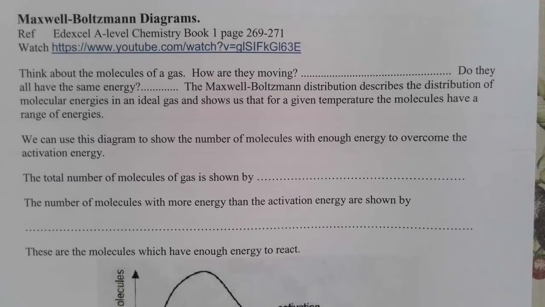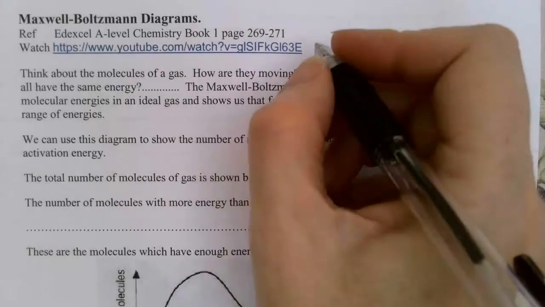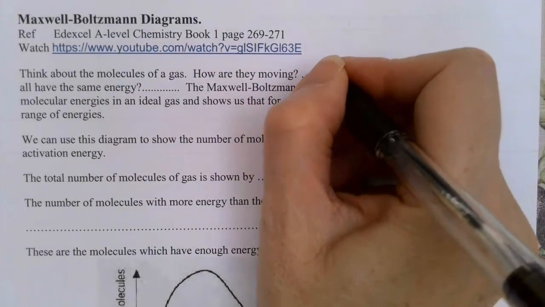So we can show some of these effects on what we call a Maxwell Boltzmann diagram. So if we think about the molecules in a gas, they are moving rapidly and randomly.